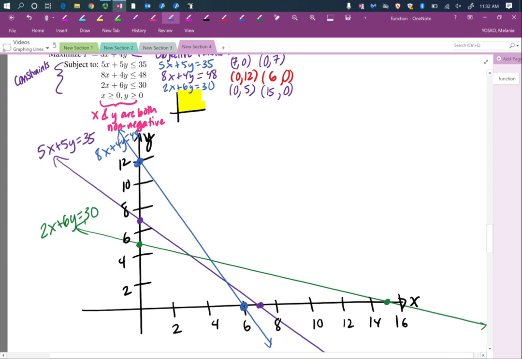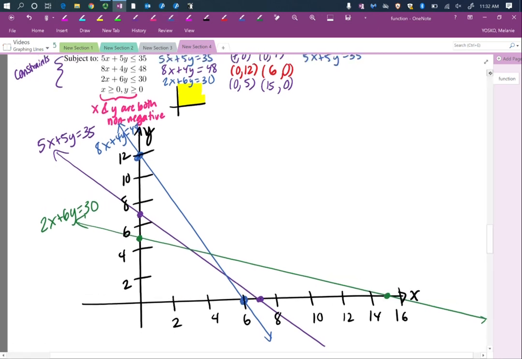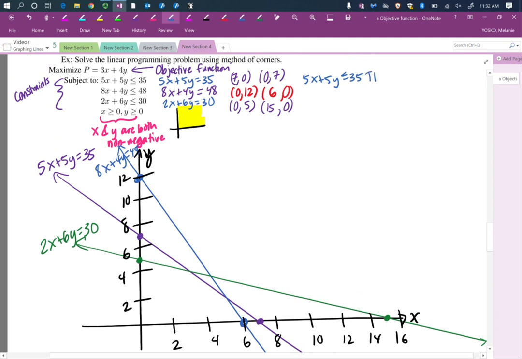So we're going to do the scratch work over here. 5x plus 5y less than or equal to 35. We're going to use the test point of (0, 0). So if we plug in 0 for x and 0 for y, we see that the left-hand side becomes 0. So we have 0 less than or equal to 35. This is a true statement.